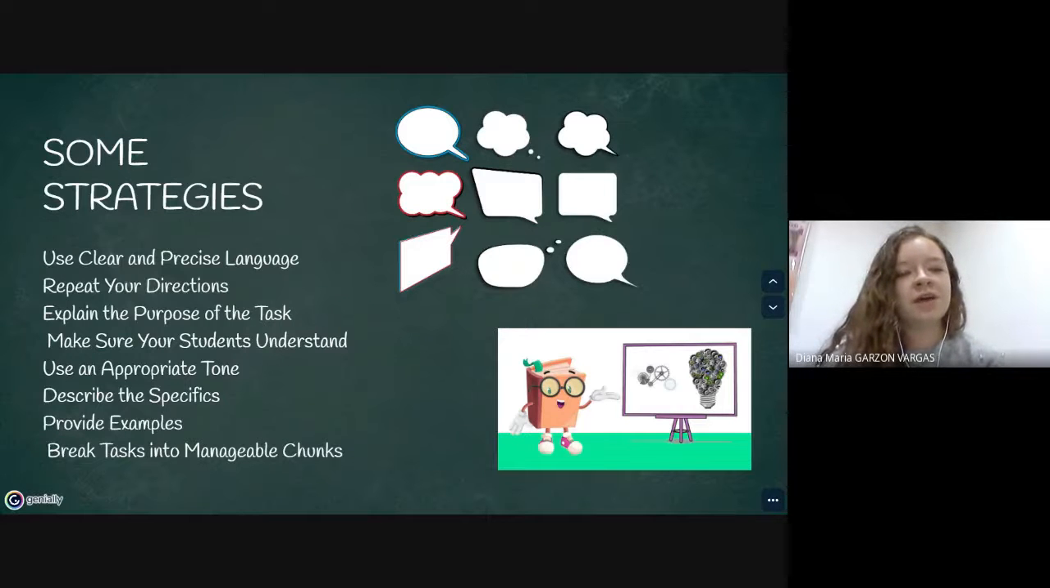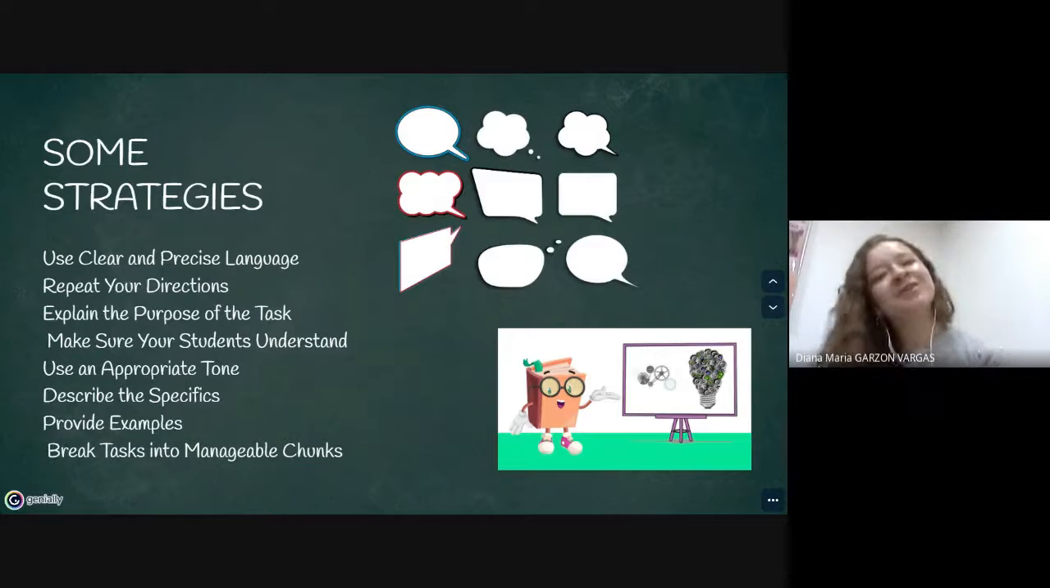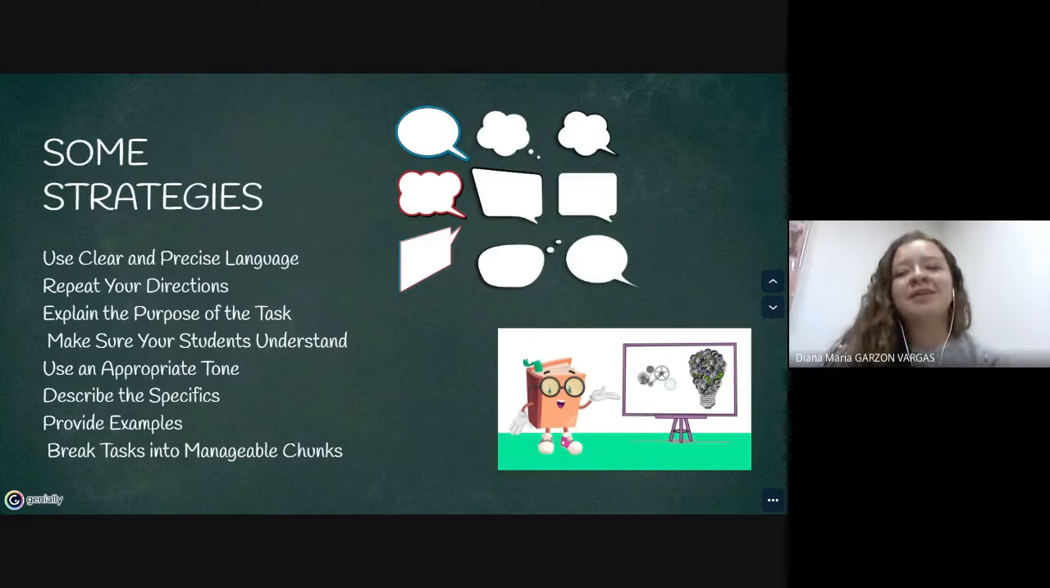So the second one is repeat your directions, because in some cases we assume that our students listen when we speak, but it's not true. In some cases they are thinking about something else, and maybe they are face to face with you, but you know that they are not paying attention. So that's another reason to repeat your directions.